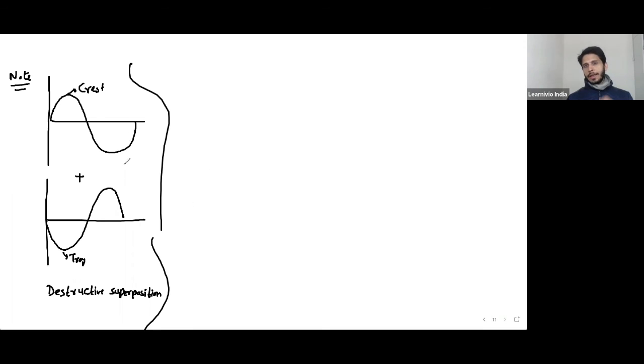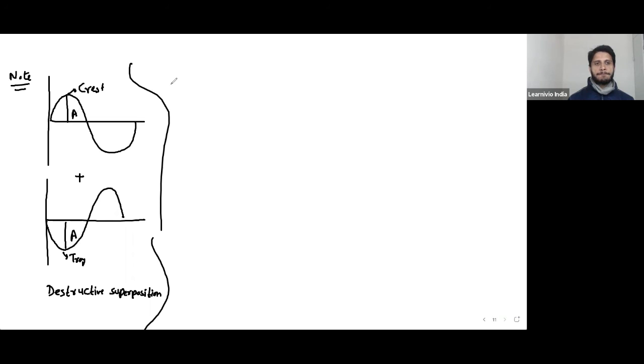So by looking at the diagram, you can decide whether the waves will add up or they will cancel out each other. If they have the same amplitude, then they will add up in cancelling each other. These two waves will simply cancel out each other. This is an example of destructive superposition.